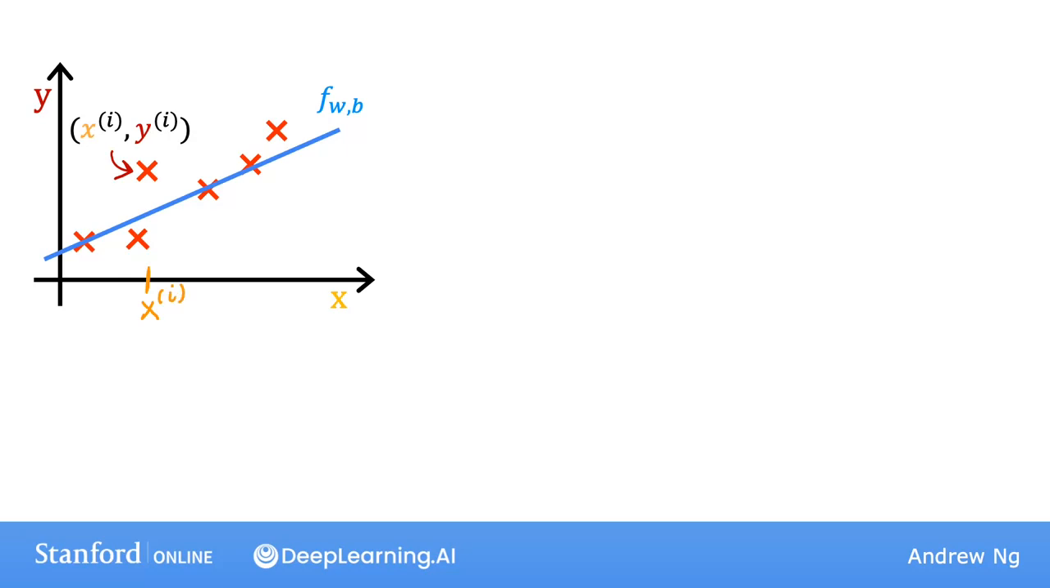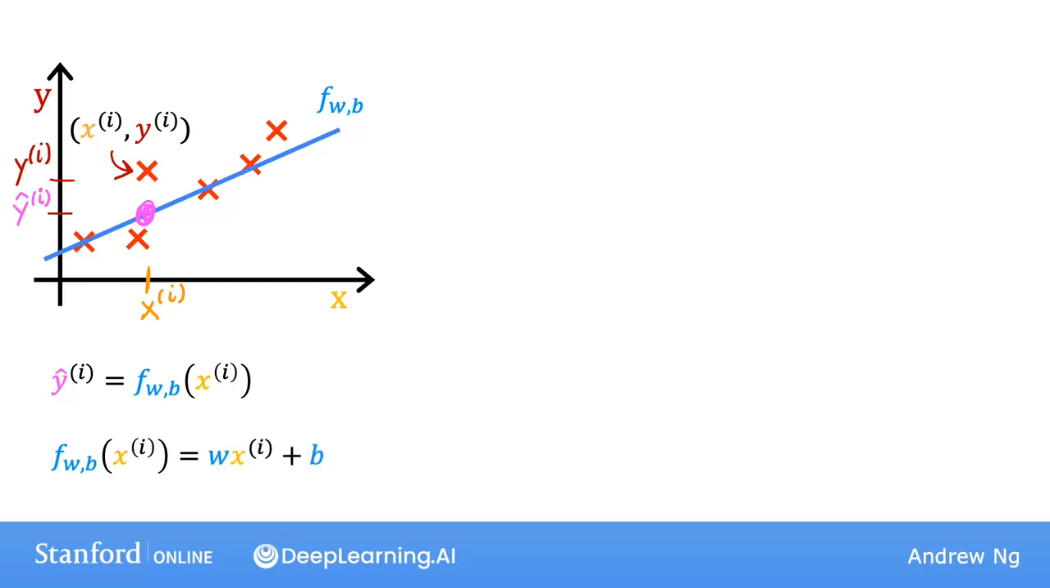For a given input xi, the function f also makes a predicted value for y, and the value that it predicts for y is y hat i, shown here. For our choice of a model, f of xi is w times xi plus b. Stated differently, the prediction y hat i is f sub w,b of xi, where for the model we're using, f of xi is equal to w xi plus b.